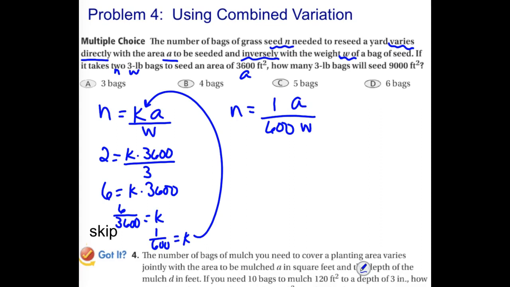Now it says, if this is the case, how many of those 3-pound bags will we need if we need to seed 9,000 square feet? So how many bags do we need if our area is 9,000 and our bags weigh 3 pounds? So 9,000 divided by 1,800 is 5. So we need 5 bags.